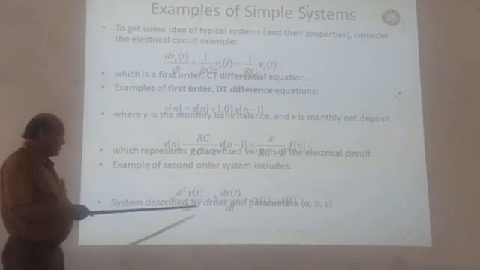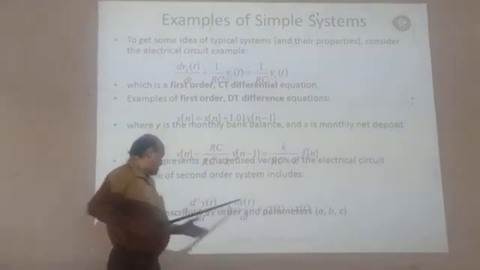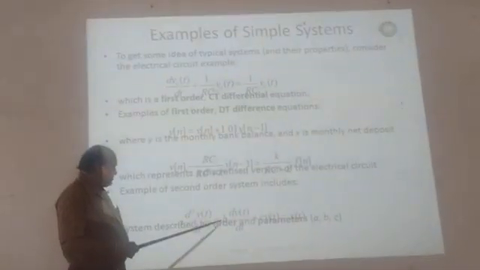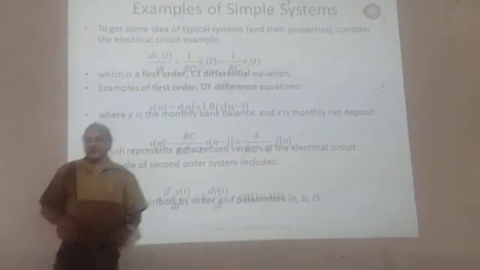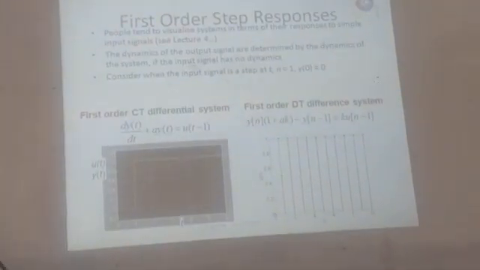The system is described by its order and parameters a, b, c. Here a is a constant, b is a constant and c is a constant, multiplying y of t. So this is the second order system.